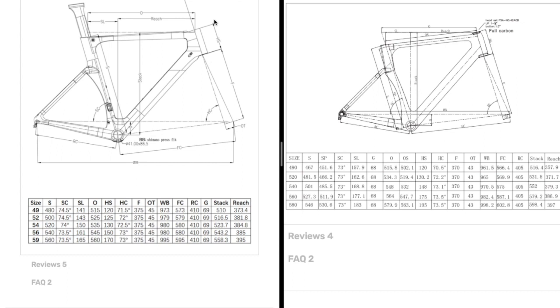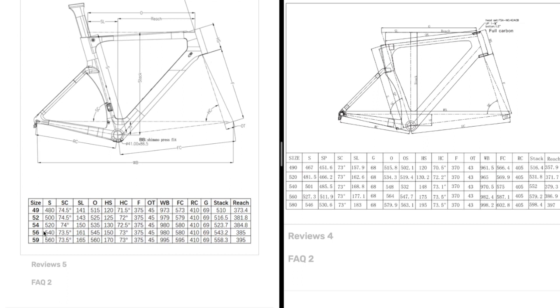I may go narrower in the bars. At the moment, I'm riding a 42 centimeter bar. I may go to 40, probably not to 38, but definitely 40. 42 sits outside of my shoulders, so by coming in to 40, that puts me kind of where I'm going to need to be. The seat tube length on the R6, it is 527.3, and on the R9, it is 540. It shouldn't be a problem.